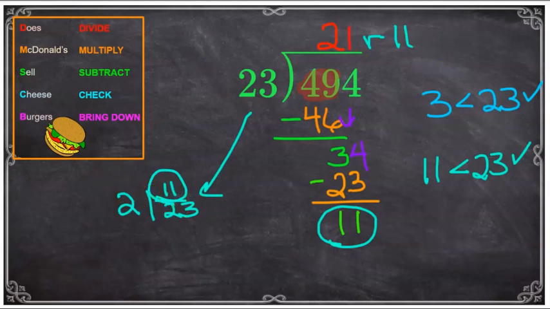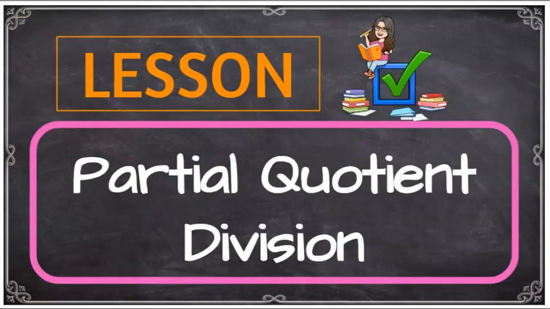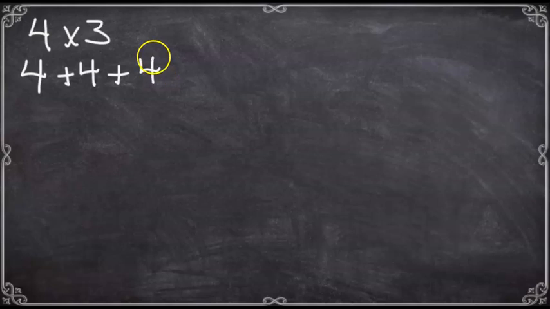So that's long division. Next, we are going to look at something we call partial quotient division. Sort of the same way we can describe multiplication as repeated addition. So if we were multiplying 4 times 3, for example, we could add 4 3 times. We can describe division as repeated subtraction.